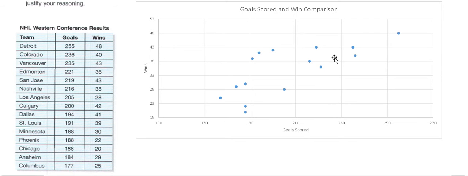So we could find which team each of these are by looking at the team with 43 victories and looking at how many goals they had. So Vancouver with 235 goals would be the team right here. This team, San Jose, while they had 43 victories, they had 219 goals, which falls into this spot on the x or horizontal axis.